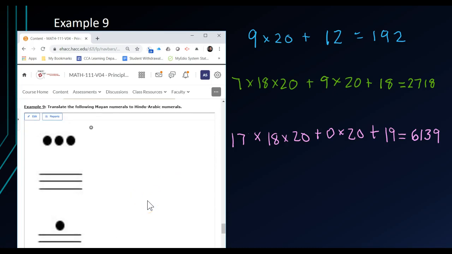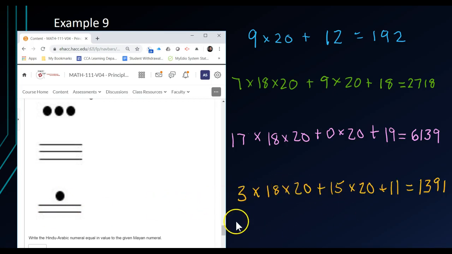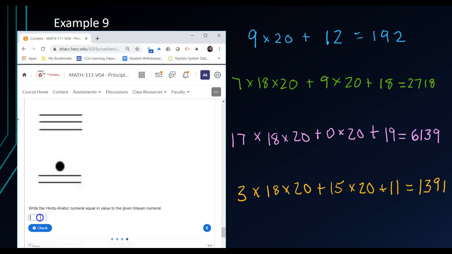In this last one here, you have 3 in the 18 times 20 position, 15 in the 20 position, and 11 in the 1's position. And so that results in having 3 times 18 times 20 plus 15 times 20 plus 11, which is 1,391.